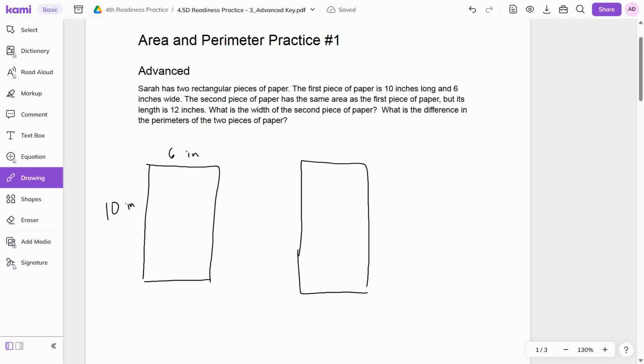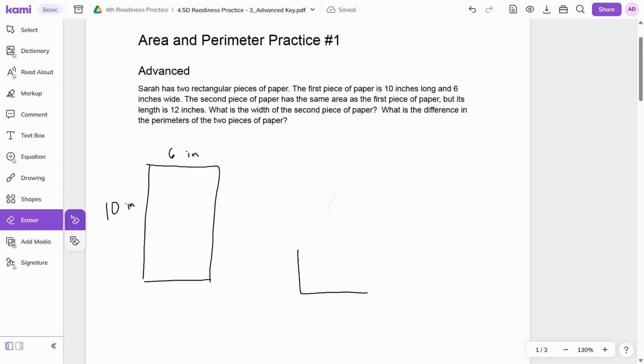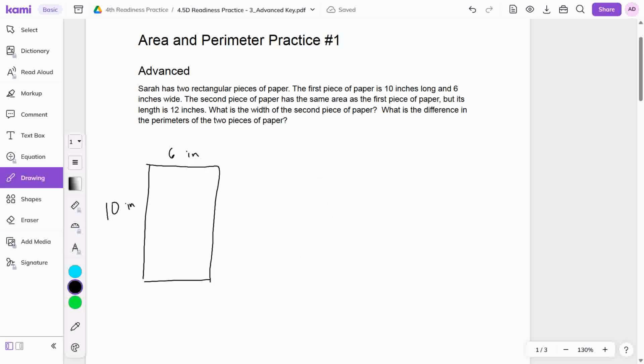The second piece of paper has the same area as the first piece of paper, but its length is 12 inches. All right, so it's a little bit longer. So let's make it a little bit longer, probably a little bit skinnier. So I've got 12 inches here. And we need to find the width of the second paper.